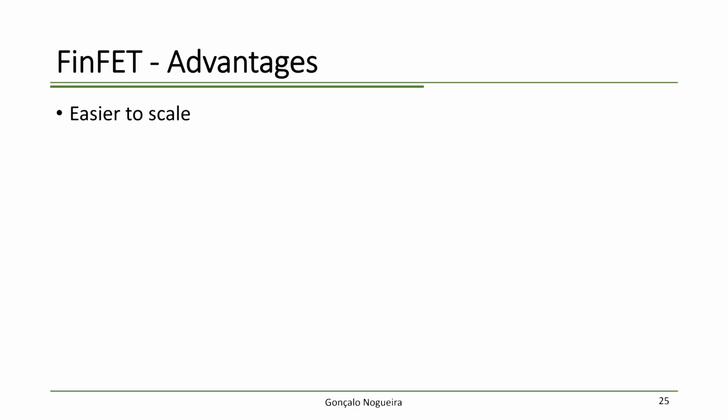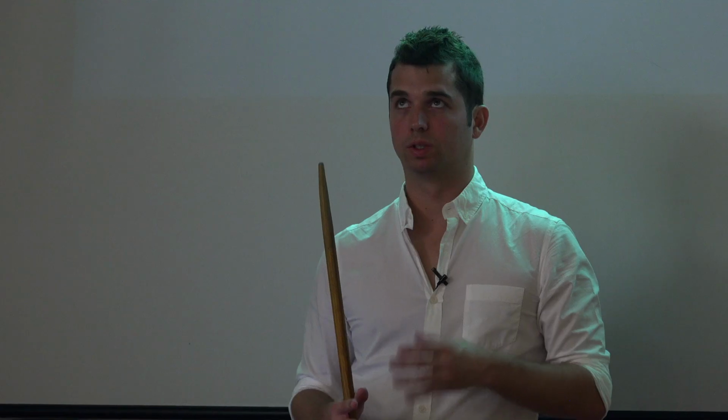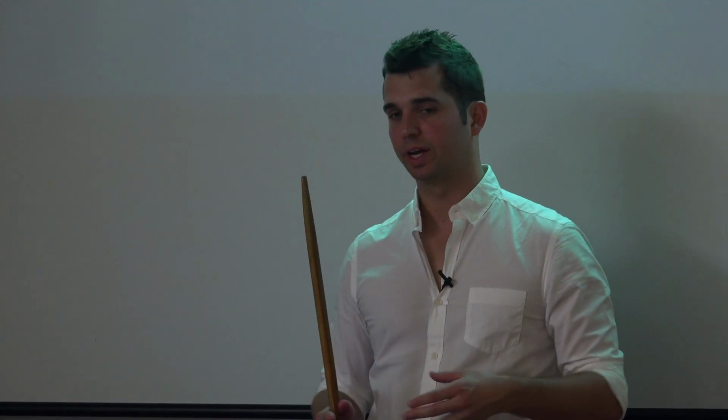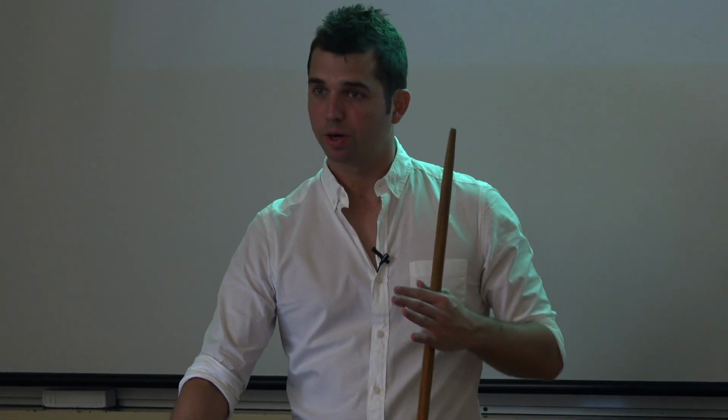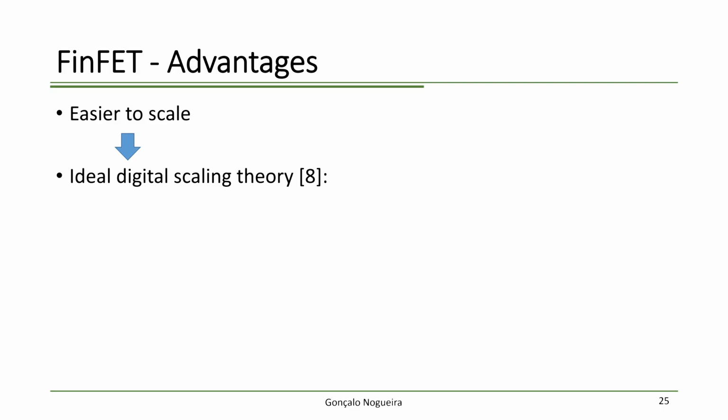Well, it's the transistor, the technology that has been scaled the most. It exists in 7 nanometer. 5 nanometers is coming soon. And I wanted to speak to you a little bit about the ideal digital scaling theory. So the idea that started everything here.